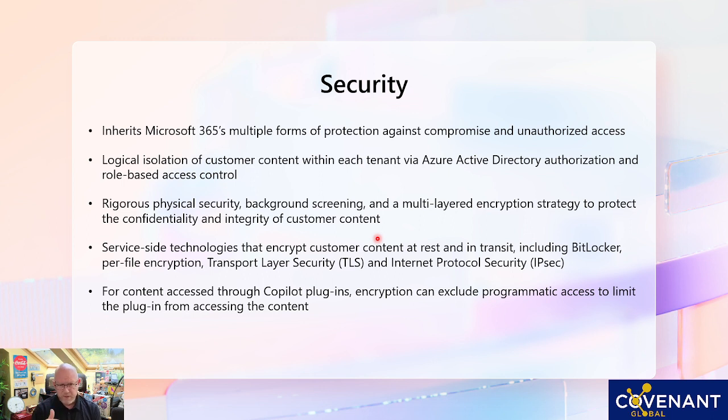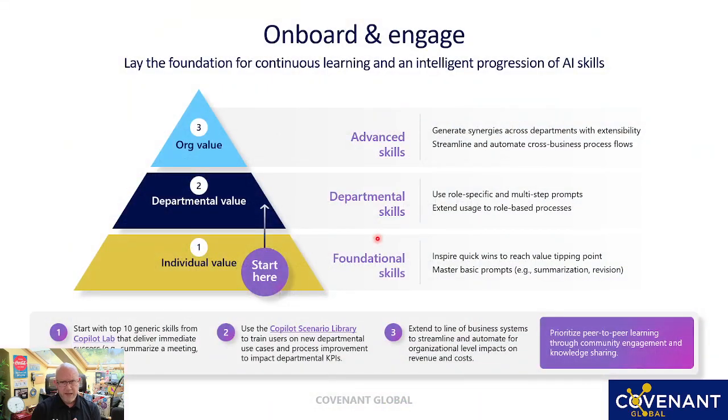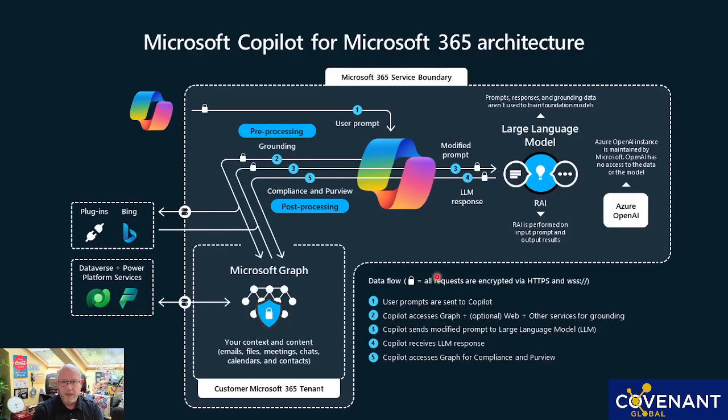But security is paramount when it comes to data security with Microsoft. As an org, you typically start at the bottom: what is Copilot, and just getting the foundational skills in place, and then you move up to departmental and then organizational. There are various levels that you can go through, and we can talk more about that in person, or I'm more than happy to do a video on what that looks like.